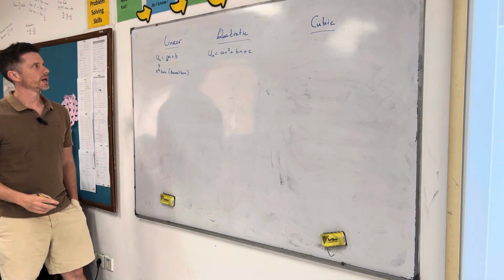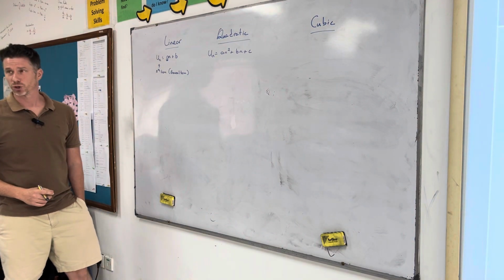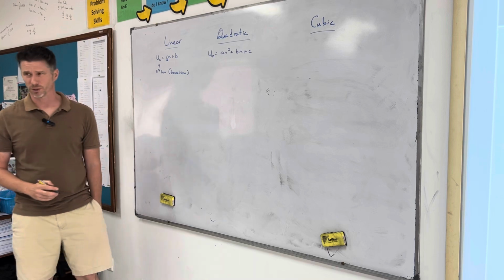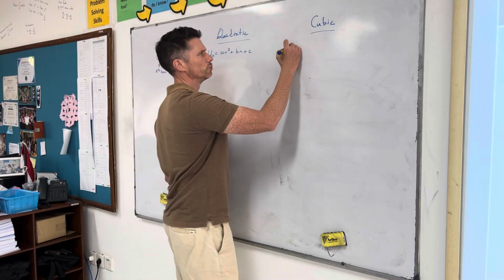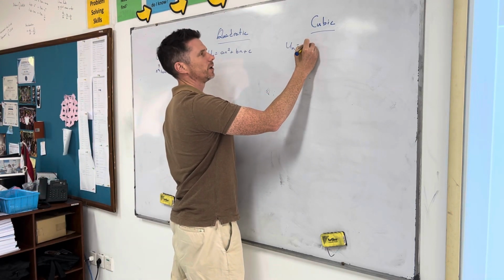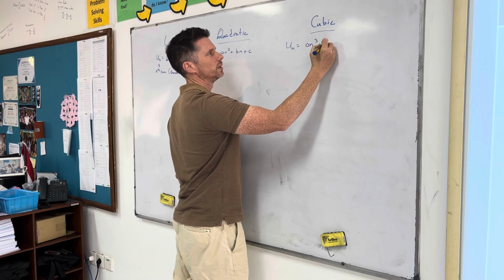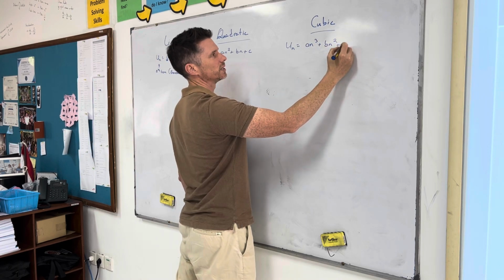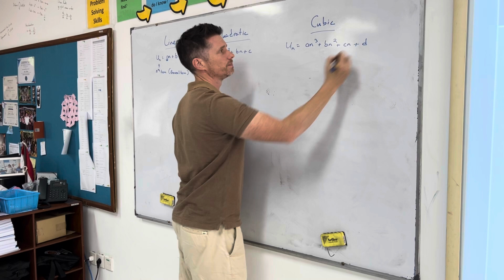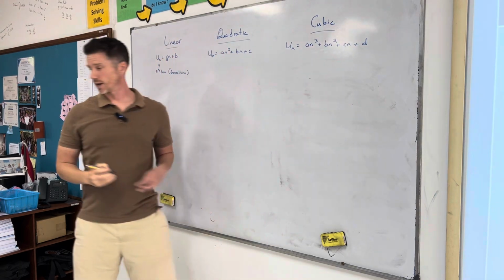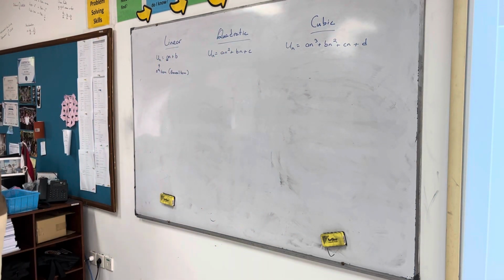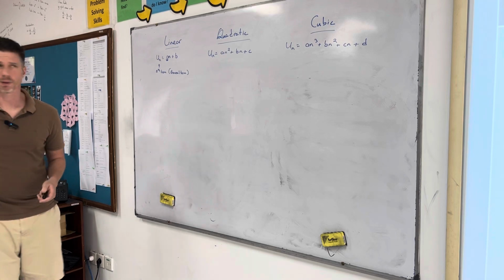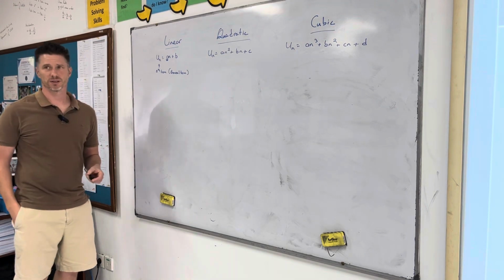Okay? So that's the nth term, and then we've got a cubic one, the nth term for a cubic one, which I think we wrote yesterday, but it would follow the same pattern: an cubed plus bn squared plus cn plus d. Okay. Now yesterday, we came to some conclusions, I don't know if you remember them, about differences.